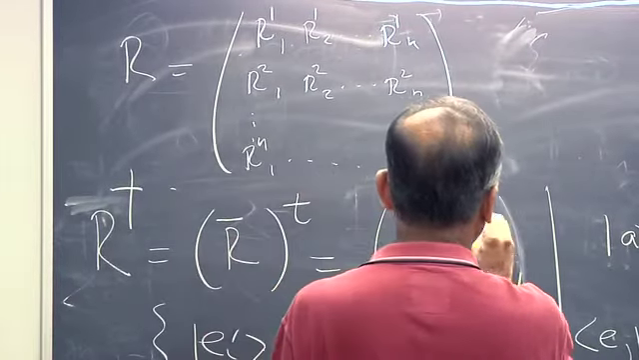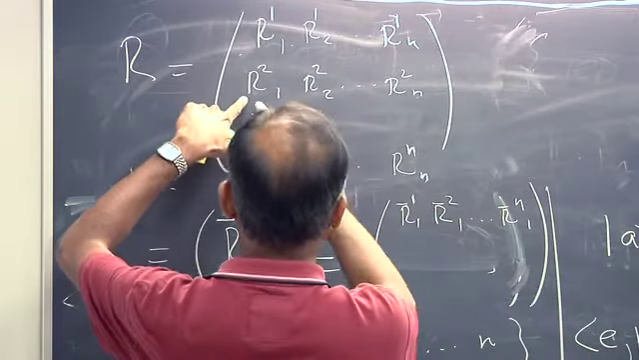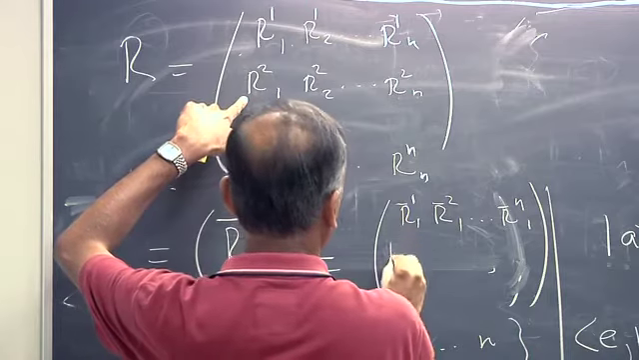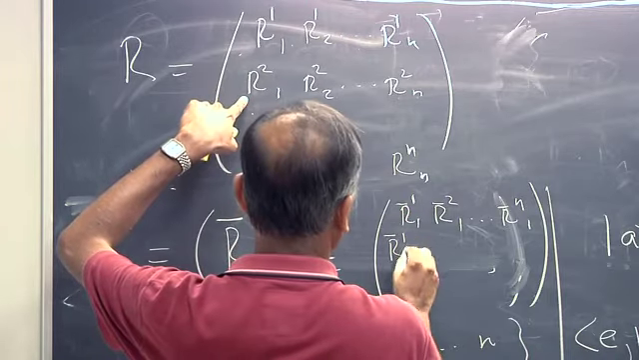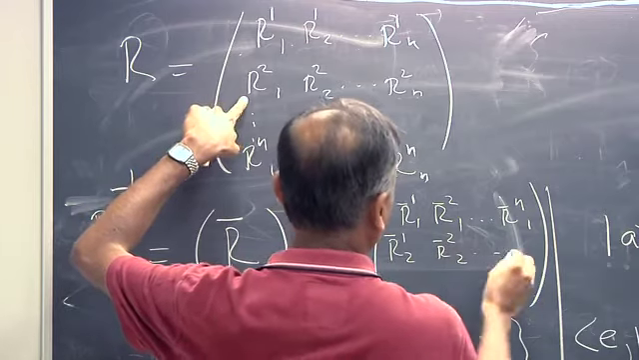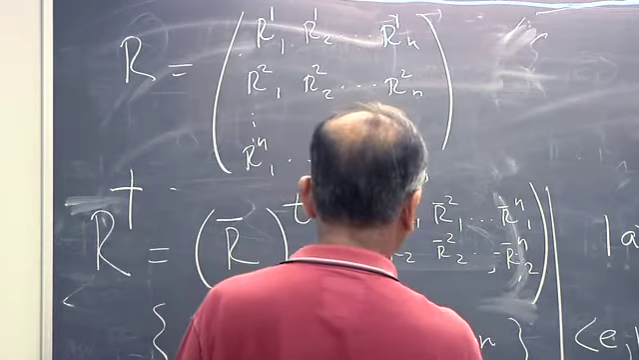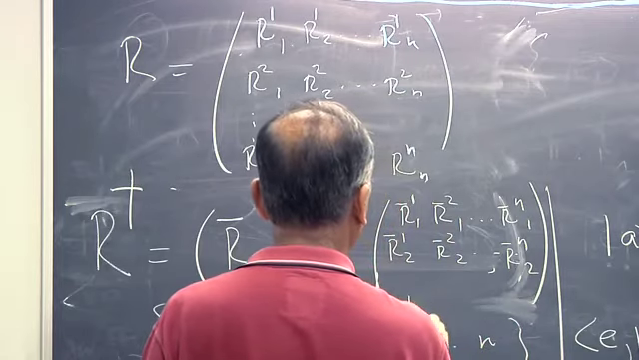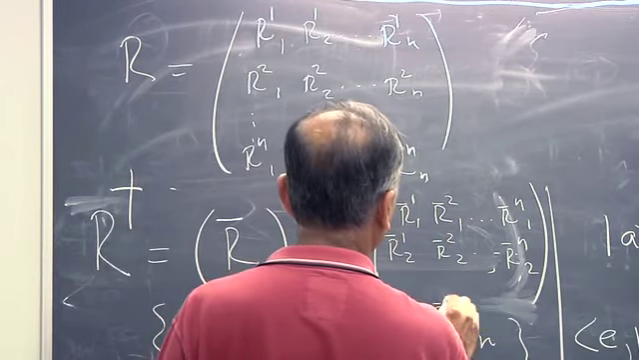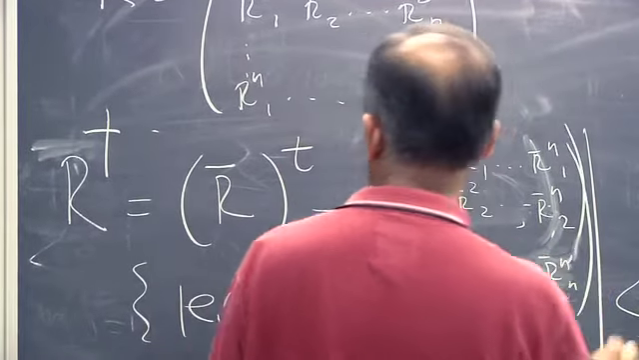And so on, R bar n1. Here, this will come there. So you get here R bar 12, R bar 22, and so on, and R bar n2, and finally the last one will be R bar 1n, R bar 2n, all the way up to R bar nn. Okay? This is what is R dagger.